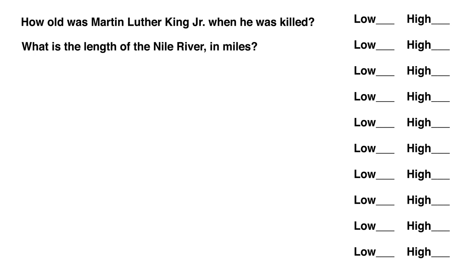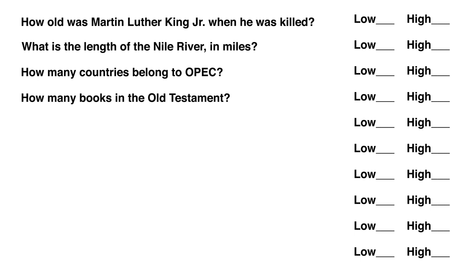The next one is, what is the length of the Nile River in miles? So we know the Nile River is pretty long. What kind of a range would you give to be 90% confident of your answer for the length of the Nile River in miles? Next, how many countries belong to OPEC? Of course, that's the oil consortium. How many countries belong to OPEC? Next question, how many books are there in the Old Testament? So give me a low number and a high number for the number of books in the Old Testament.